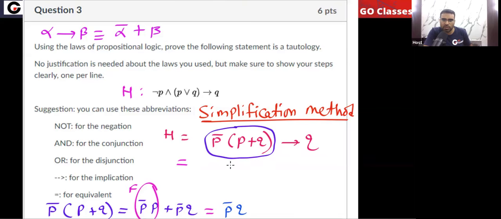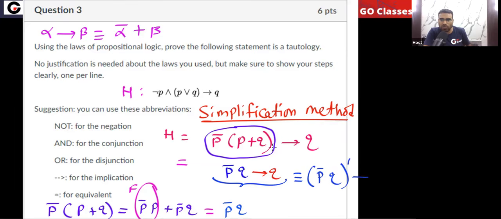Remember, here you got p bar q implies q. Now you can apply the equation: alpha implies beta is equal to alpha bar or beta. So what will happen? Alpha bar means p and q whole bar, so you get p and q whole bar, or beta, that is or q.